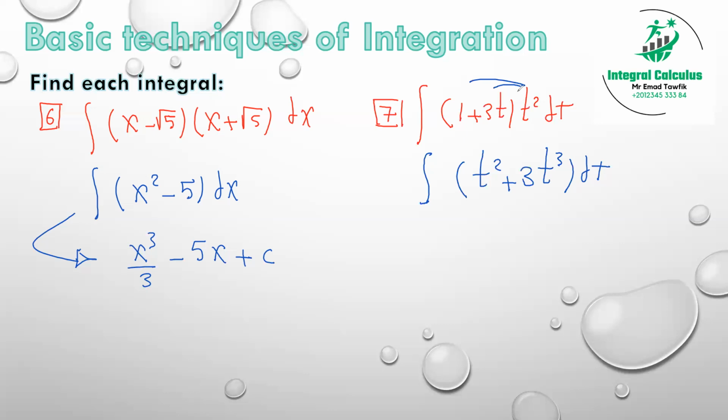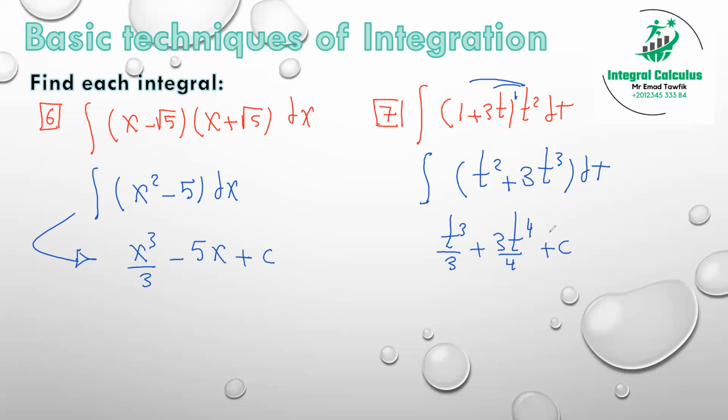Don't forget, I'm distributing because the power here is 1. If the power is not 1, you will not be able to distribute it. So t squared, its integration is t to the power of 3 over 3, plus 3t to the power of 4 over 4, plus c.